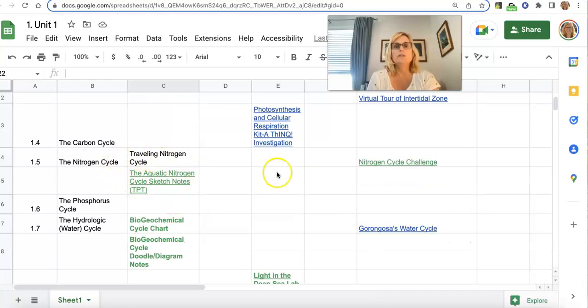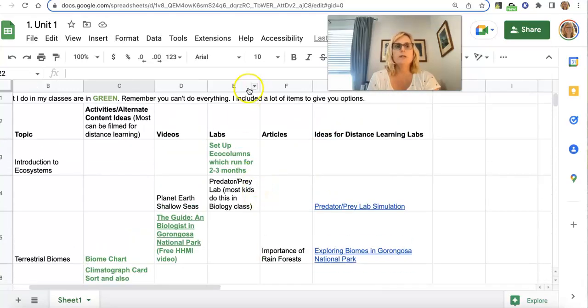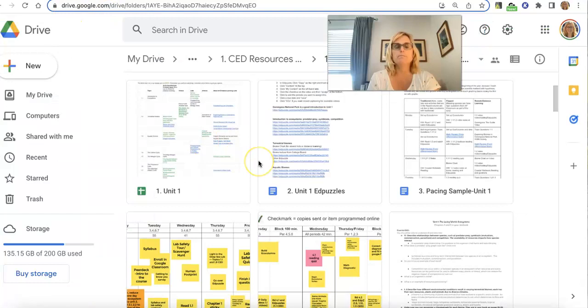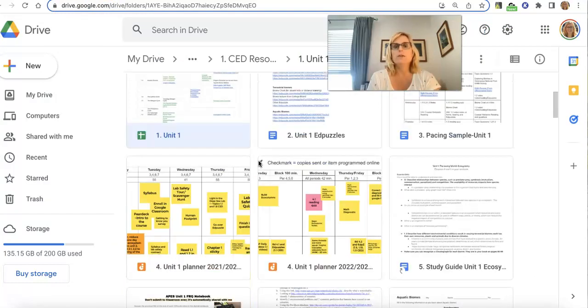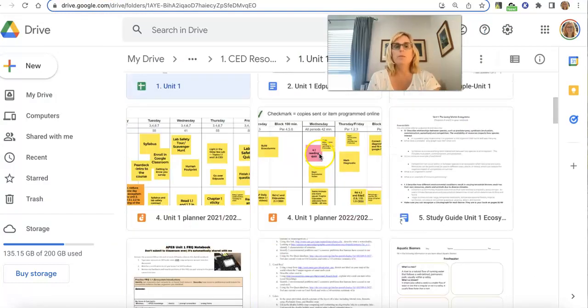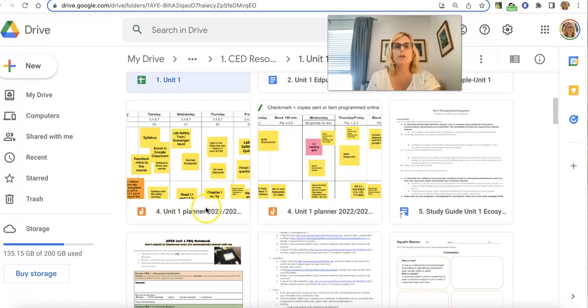So you have all kinds of resources. You have everything that you need for this class. All right, you have a pacing sample, but then down here, take a look at our planners. Until this next year, when we finally voted and changed to blocks as a staff, I've been on a traditional schedule for 20 years. You can see last year what I did with a traditional schedule of 55 minutes per day. But if you want to see how I've switched it to block, this is my block schedule.